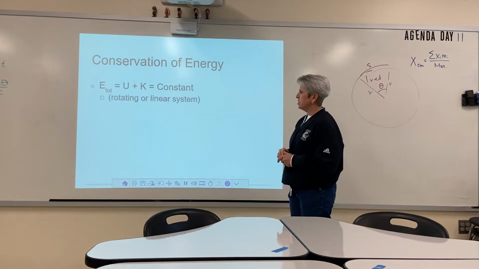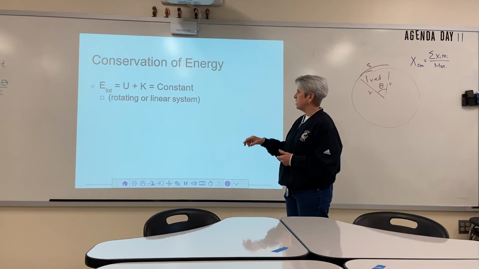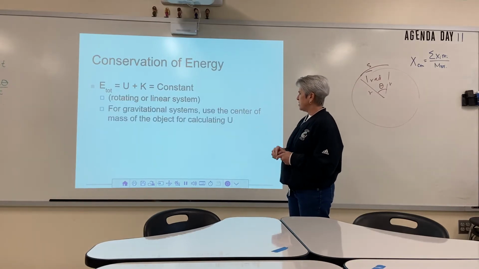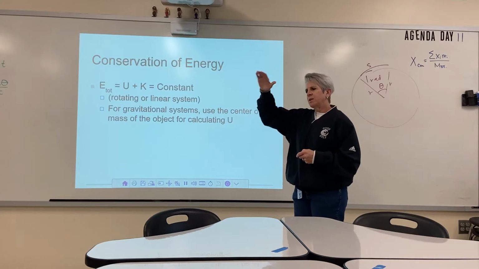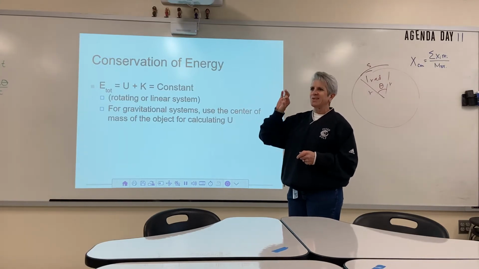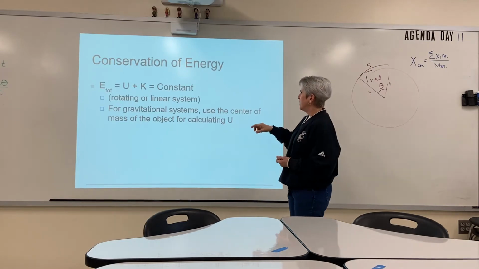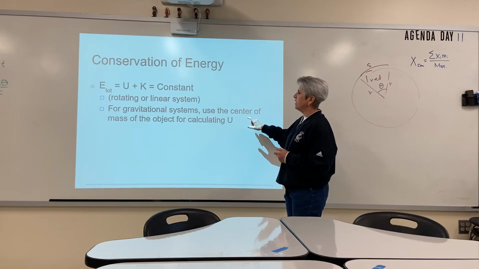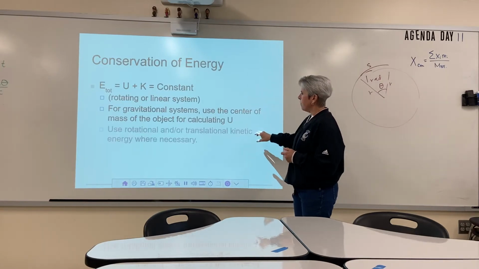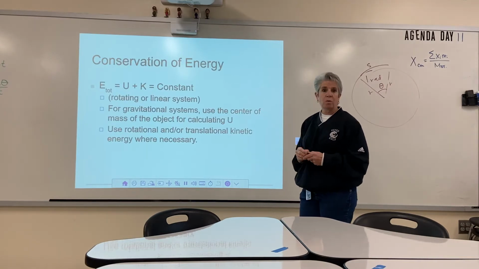But this total is going to stay constant whether we're in a rotating system or a system that's moving in a straight line. So for gravitational systems, and you're talking about gravitational potential energy, for something that's rotating, we want to consider just the center of mass of that object and its change in height. So we'll use the center of mass. Remember, we found how to calculate, or how to find the center of mass of an object. We want to use rotational and or translational kinetic energy wherever necessary.